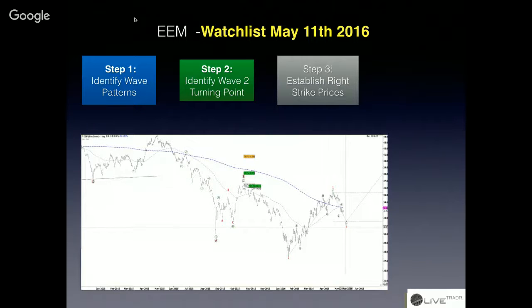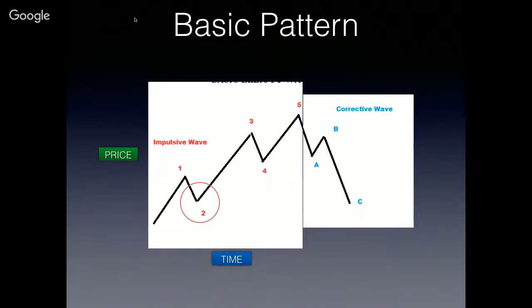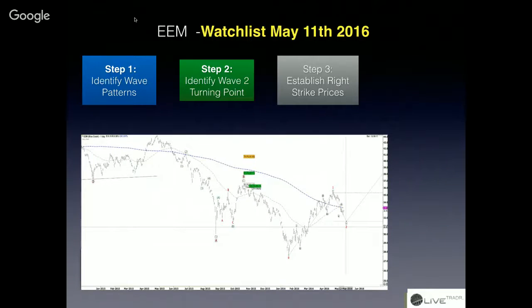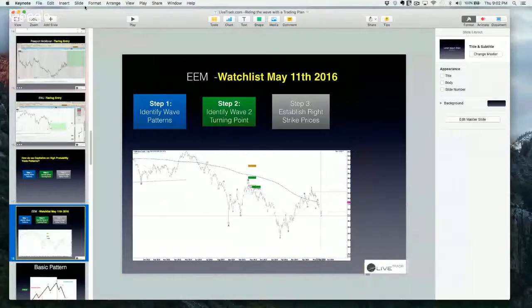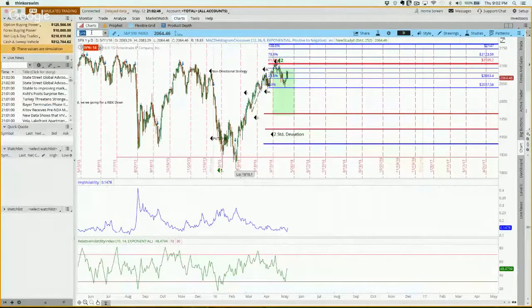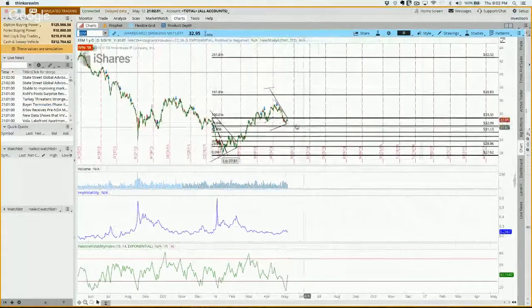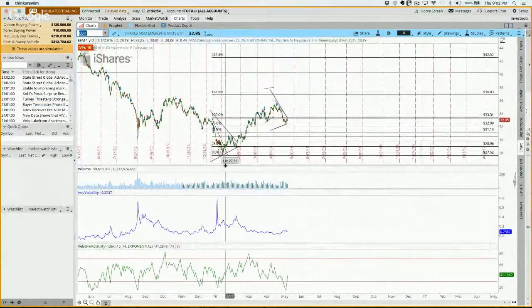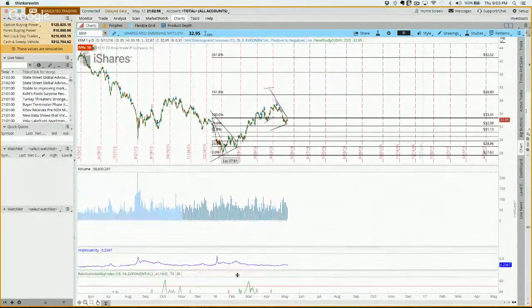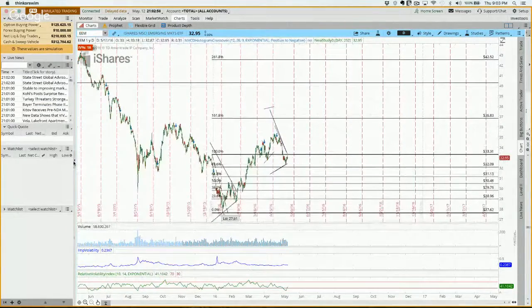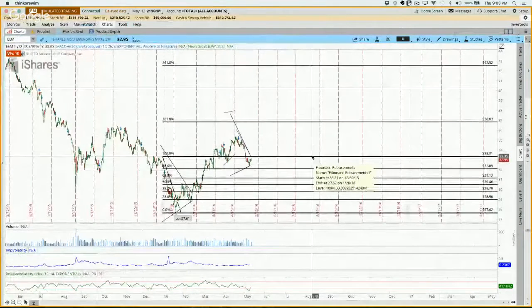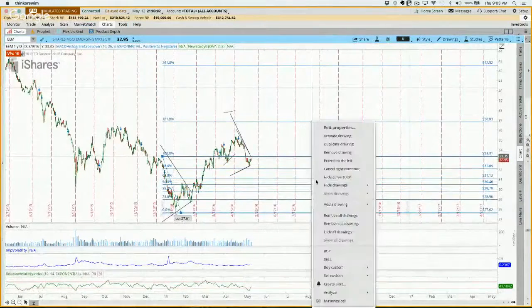Let's look at EM, let's look at FXA. For example, EM, we are in wave 2. How do you capitalize from wave 2 to wave 3? How do I identify wave 2? Let me just collapse this. Take this out.